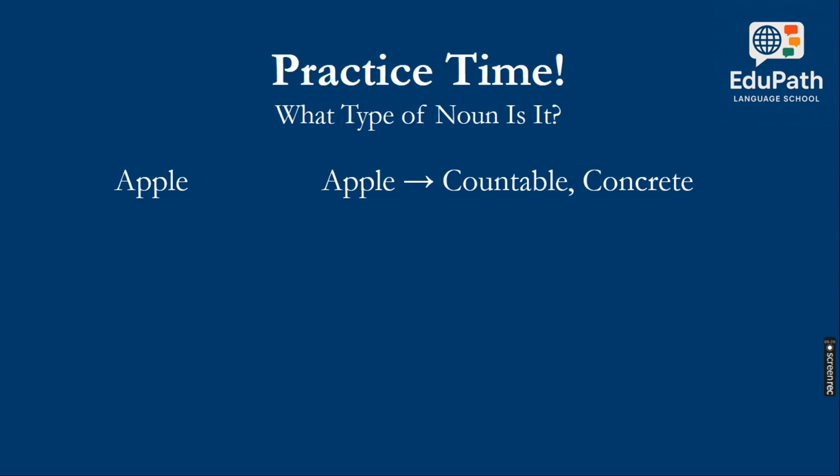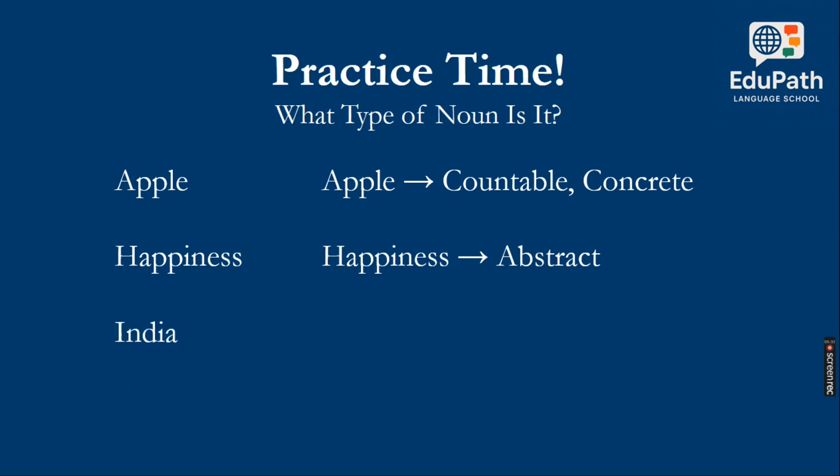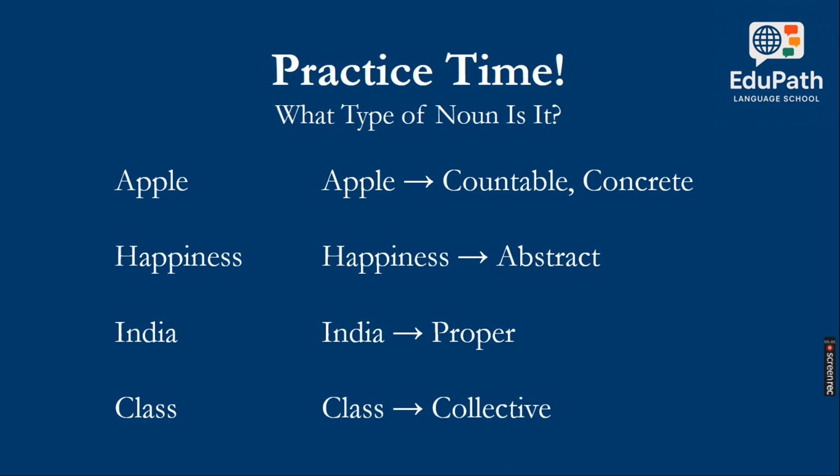The next word is happiness. Happiness is an abstract noun because we cannot see or touch it, we can feel it. The next word is India. India is a proper noun because it is a specific name of a country. And the last one is class. Class is a collective noun because it is a collection of students.